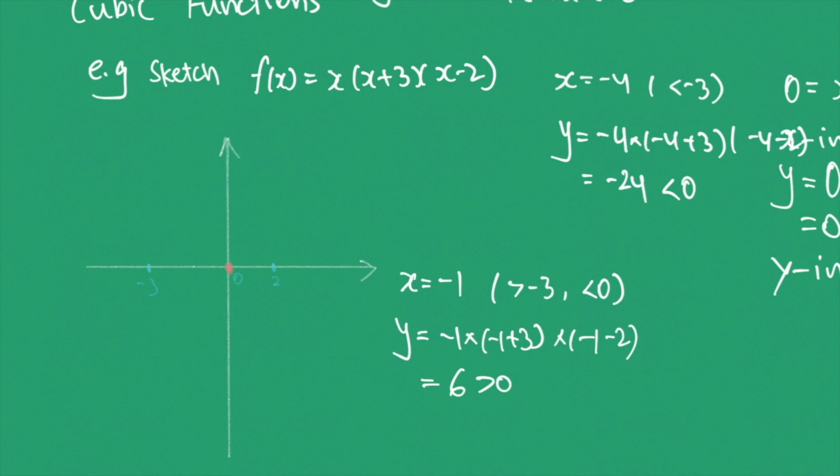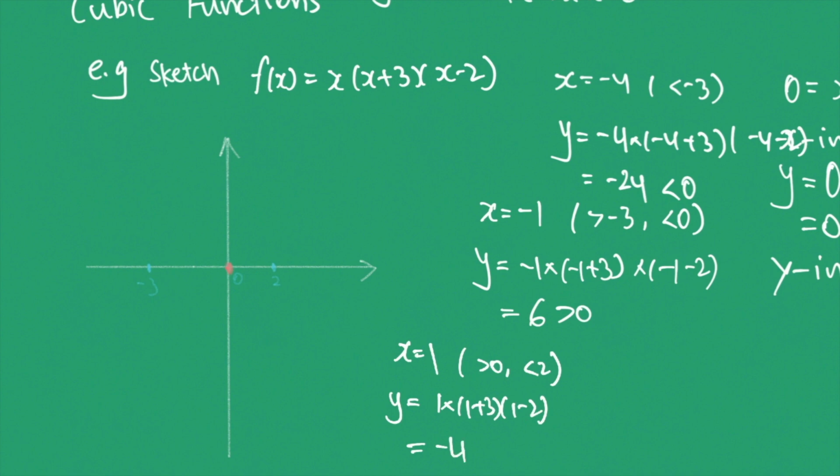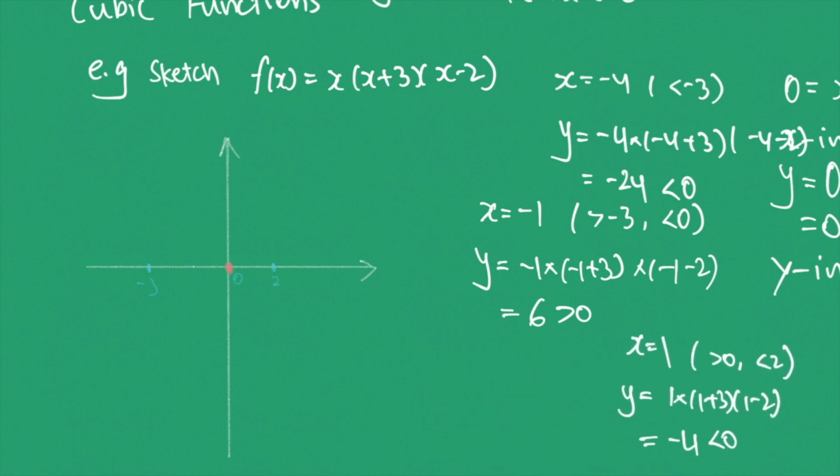After that, we can test the little part between 0 and 2. Let's say x equals 1, which is bigger than 0 but smaller than 2. y would be 1 times (1 plus 3) times (1 minus 2), which equals negative 4, smaller than 0. Thus the curve in this part is below the x-axis. Last but not least, we test the part where x is greater than 2. When we insert the number into the formula, we get y equals 18, which is bigger than 0, so the y value in this part will be above the x-axis.